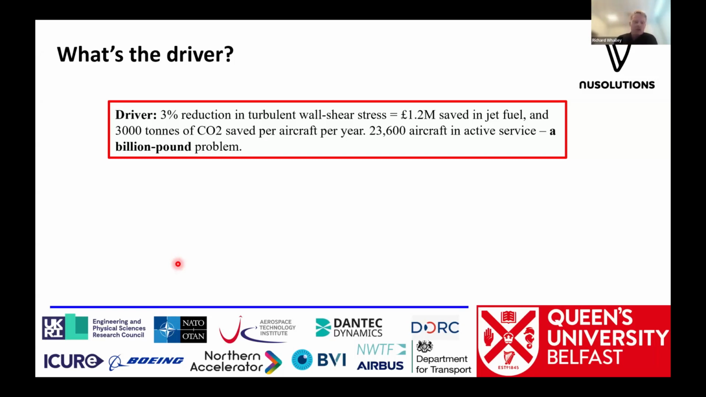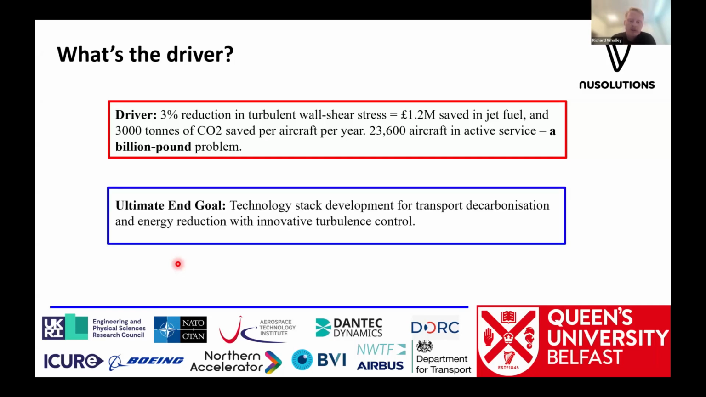The ultimate end goal is to develop a technology stack for transport decarbonisation and energy reduction, using turbulence control. As the flow moves over the aircraft, you've got this turbulent flow that generates turbulent wall shear stresses, which move all the way over the aircraft. The idea is, can we come up with a way of controlling the turbulence? And if we can, we then need a sensor to detect that our control has been successful. That's where these sensors have come about.